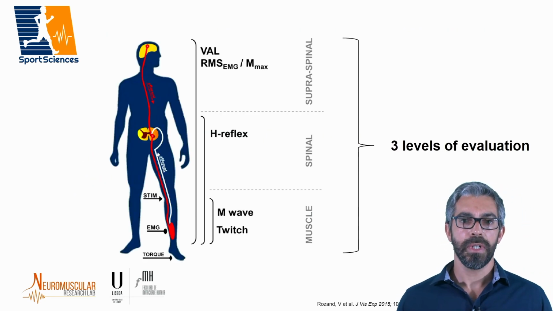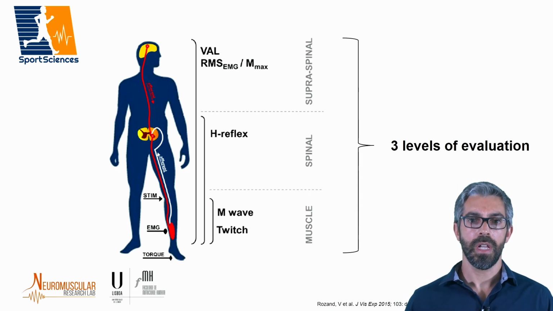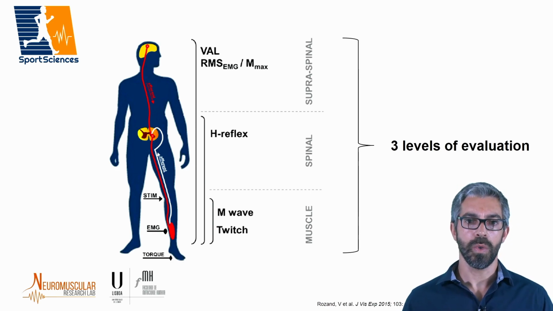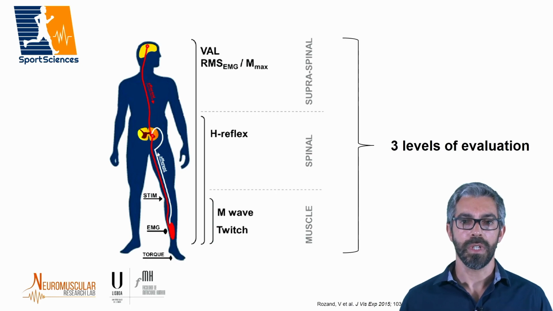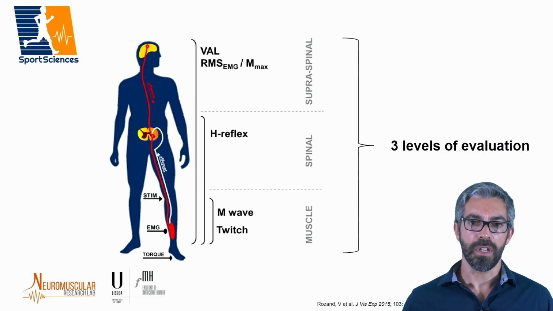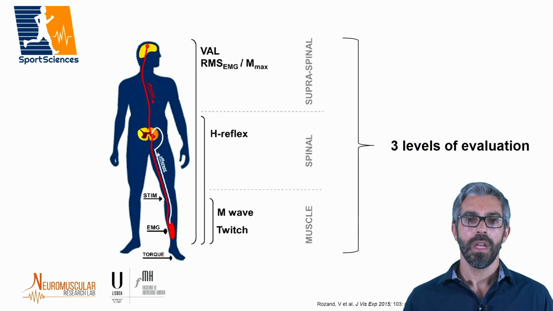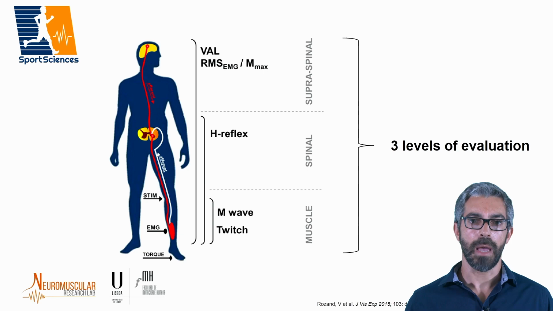As a technique, percutaneous electrical nerve stimulation allows a considerable insight into individual neuromuscular function because, as can be seen in this figure, it discriminates adaptations at three different levels of the neuromuscular system. First, the supraspinal level, using, for instance, voluntary activation level or even V-wave testing. Then, at the second level, the spinal level, using H reflex testing. And finally, a third level at the muscle level, including M-wave and also muscle twitch testing.